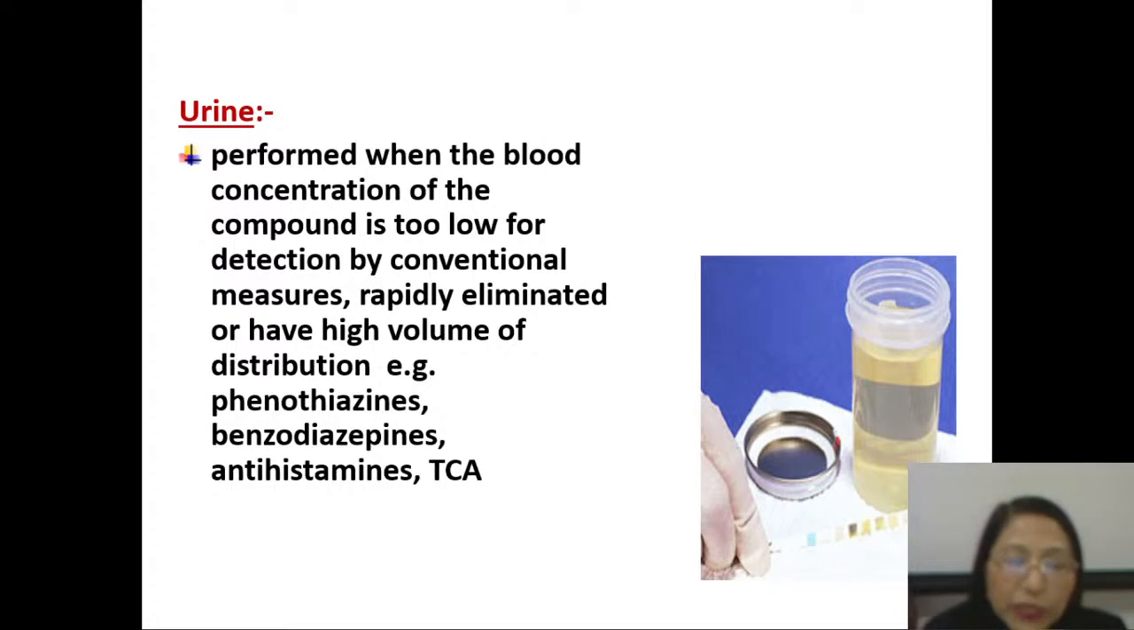Another sample which we can sometimes take but not commonly use is urine. This is performed when the blood concentration of the compound is too low for detection by conventional measures or rapidly eliminated, or if the drug has a high volume of distribution, for example, phenothiazines, benzodiazepines, certain antihistaminics or tricyclic antidepressants. But this is not very commonly taken, but this can be used in certain situations as highlighted here.